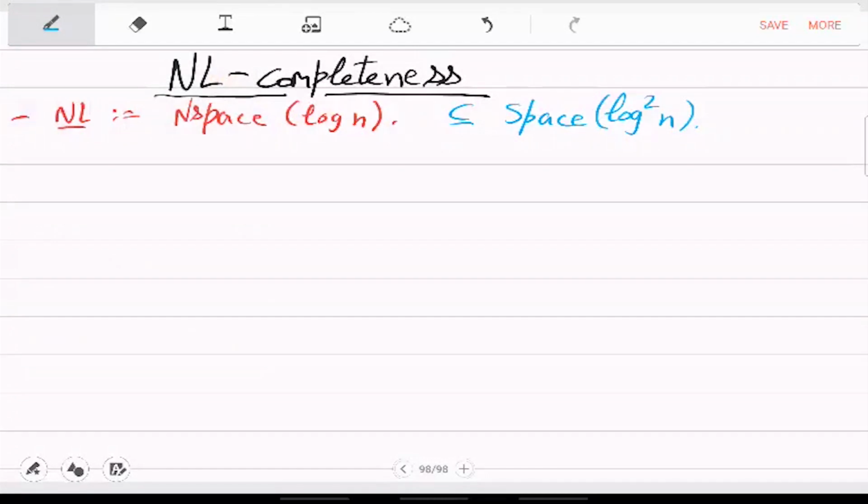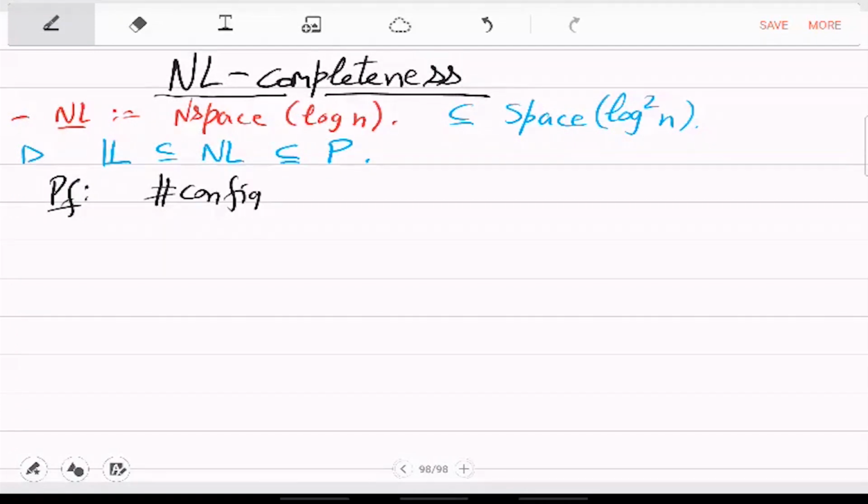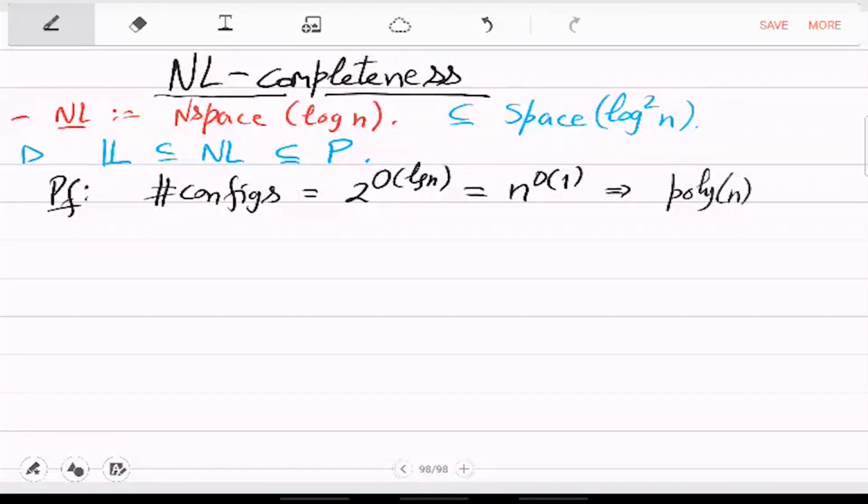Also, another thing that you can see is that log space is in NL. That's immediate. I mean, that is by definition, because SPACE(log n) is obviously in NSPACE(log n), and this NL is actually in polynomial time. Why? I should put it differently. So, what is the number of configurations? The number of configurations is 2 raised to big O of log n, which is n raised to a constant. So, the number of configurations is only polynomial, right? So, whatever you can do in polynomial time. So, this means poly n time. So, it's solvable in polynomial time.